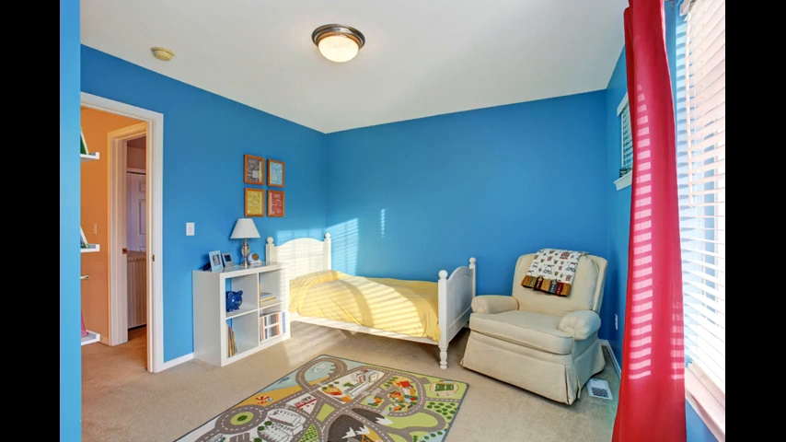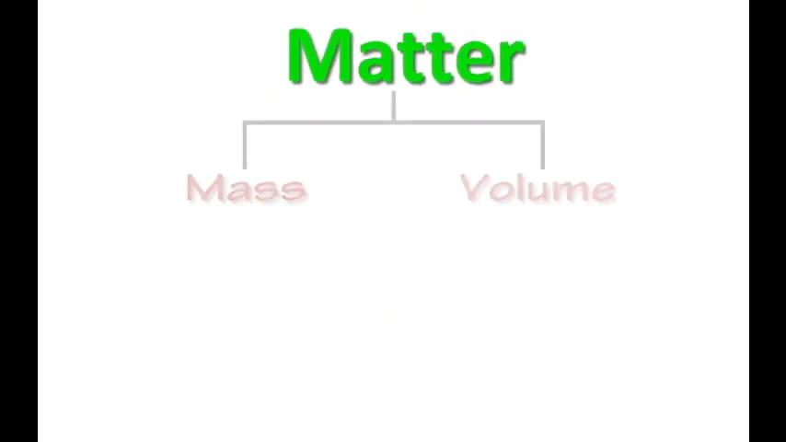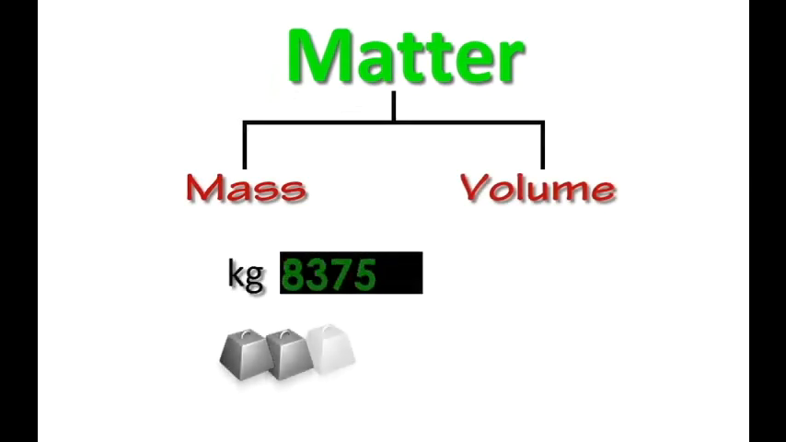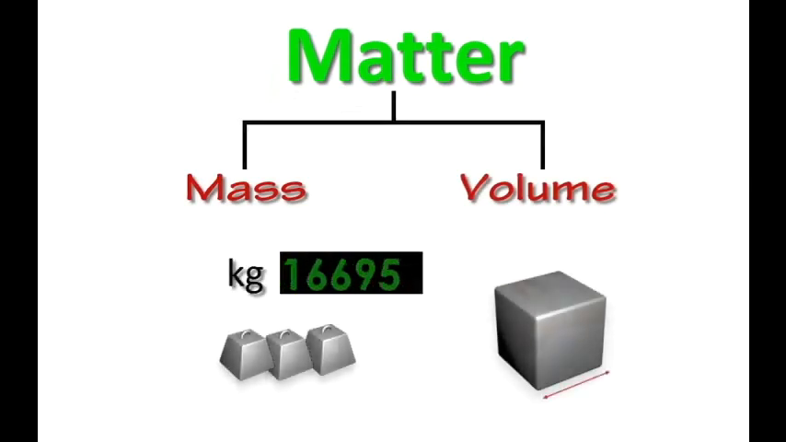This chair is matter? Yes. This fan is matter? Yes. This laptop is matter? Yes. This lamp, electric lamp, is matter? Yes. This table, this glass, this pen, everything around us is matter. And matter is everything that has mass and volume. It is another definition of matter.